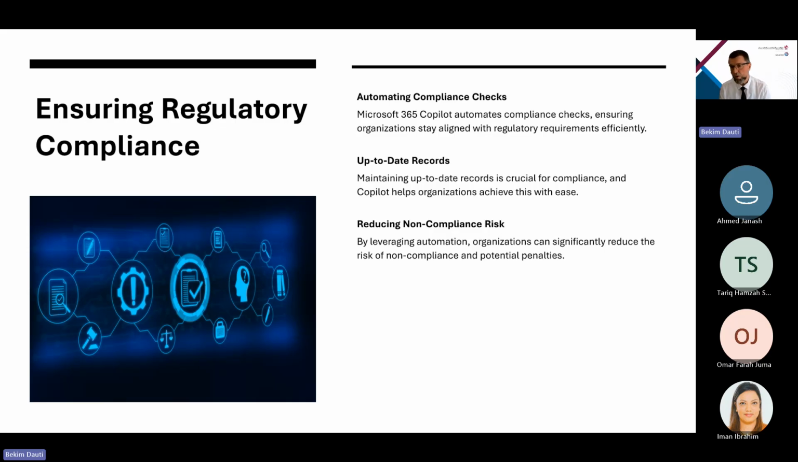Then, up-to-date records: Microsoft 365 Copilot will help the organization maintain up-to-date records. In that order, the organizations can significantly reduce the risk of non-compliance. Obviously, altogether that is going to be very much helping the organization stay aligned with the regulatory compliance, and also assessing the risk as well. That altogether pretty much ensures that we have the governance in place as well.